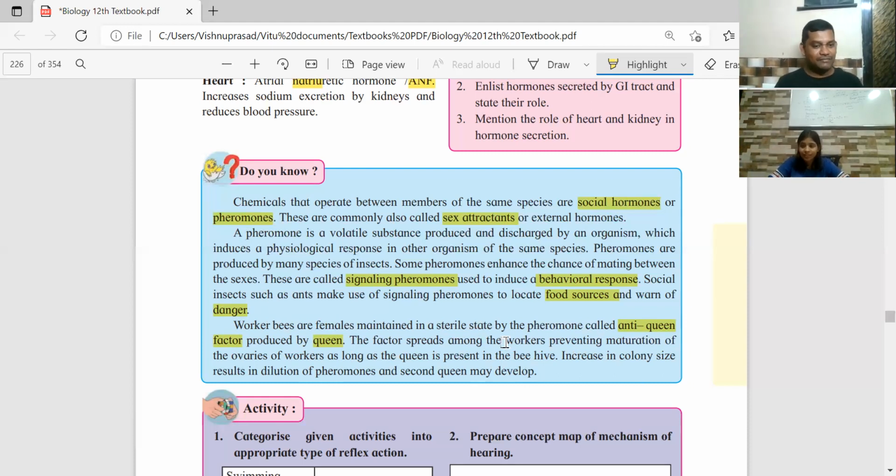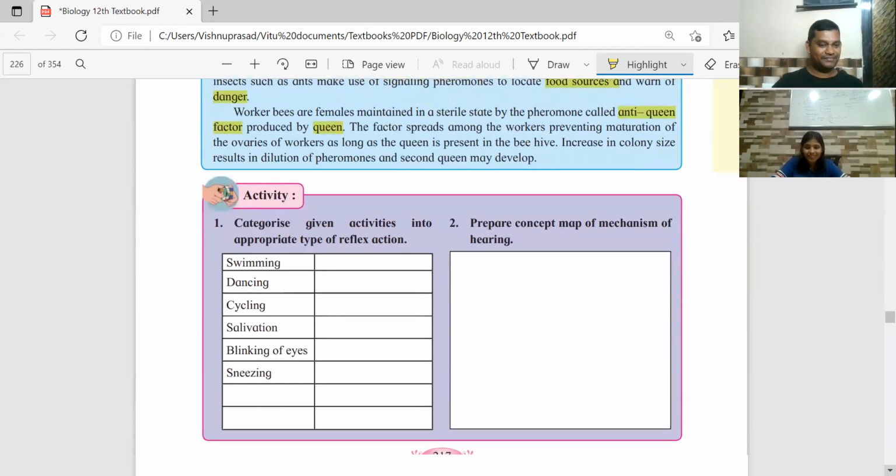The factor will spread among the workers, so the workers never mature. That's why worker bees remain sterile. But if the queen bee dies, or if it becomes very old and cannot produce a good amount of that pheromone, then a worker will start becoming a queen bee. Then she will start producing the anti-queen factor, and the other workers will remain sterile.